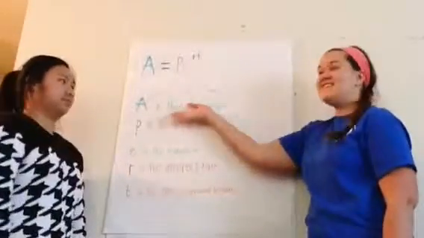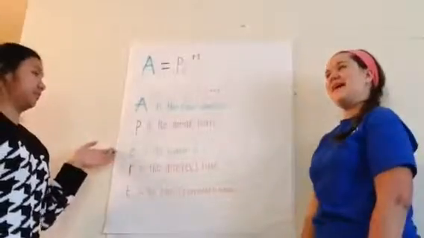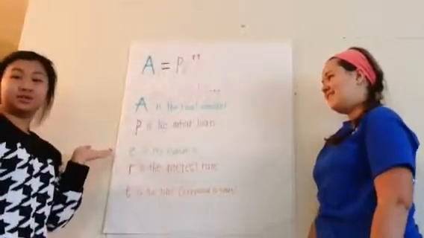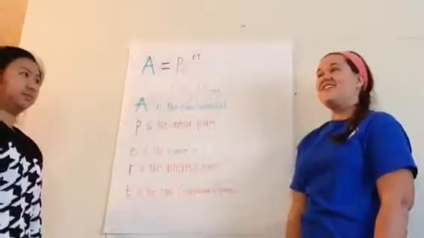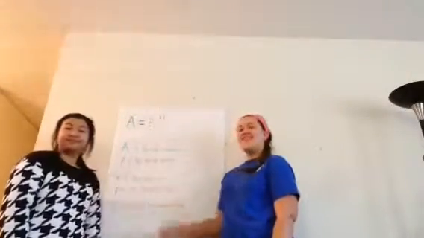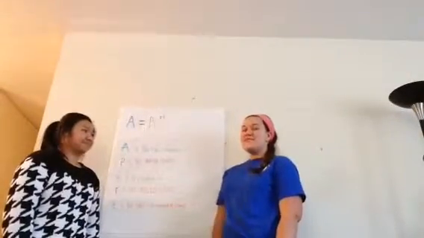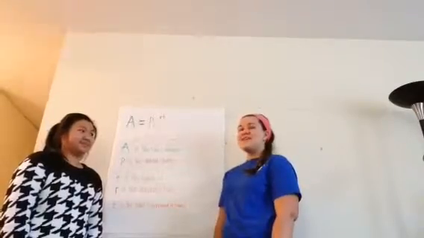Where A is the final amount you will owe the bank, and P is the initial loan. Now, e. What do you think of when you hear e? Ooh, my email. Eggs! Euler's number. That's right. Euler's number was founded by Leonhard Euler and is represented by e.